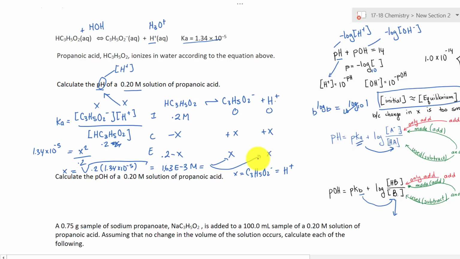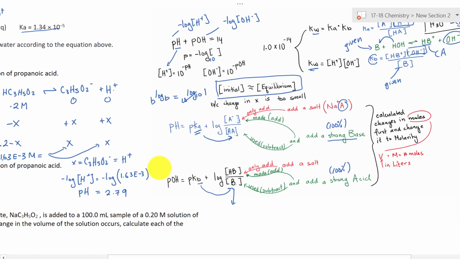Now we have a concentration of H+, what can we do? We can now solve for pH. And basic pH is just basic negative log, okay? So in this case, I'm going to write right here. H+, in this case, we have negative log of 1.63 e to the negative 3. And that gives us our pH, 2.79.